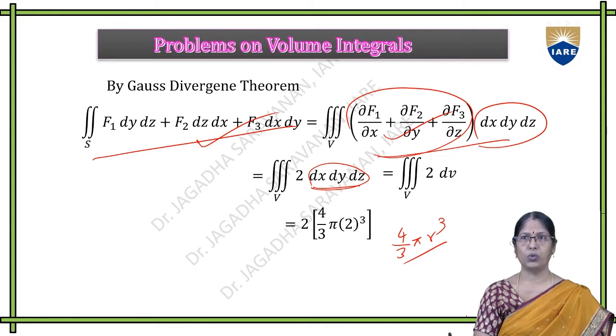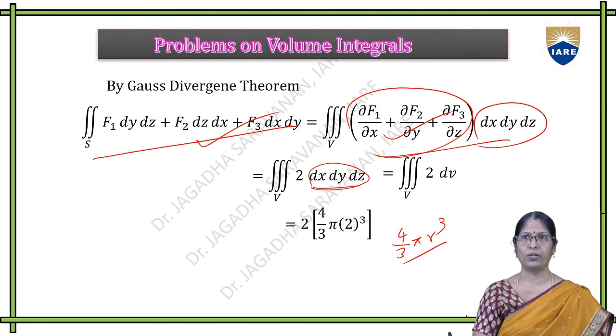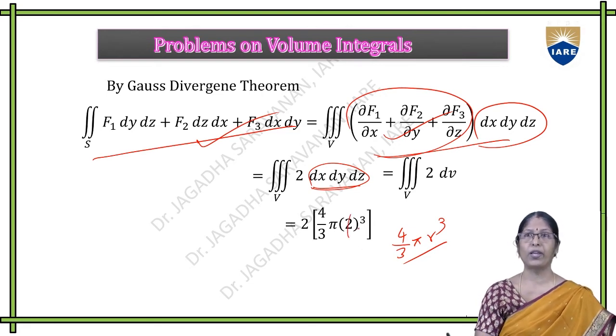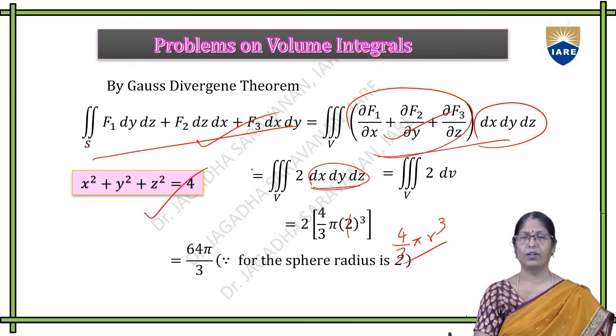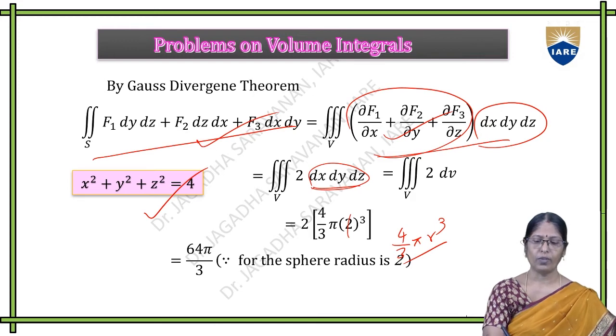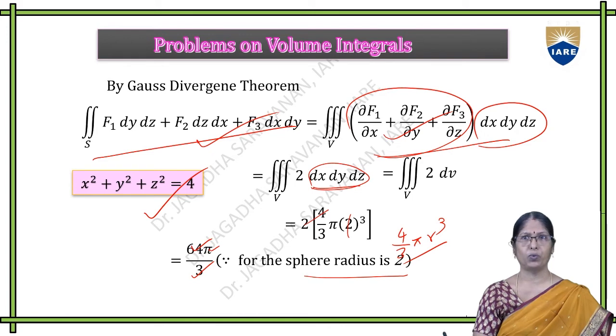Our r is 2. That's what is given at the start of the problem: x square plus y square plus z square equal to 4. That is 2 square, that is r square, so r equals 2. In the formula, r is replaced by 2. Now 8 and 8 eights are 64 pi by 3. The radius of the sphere is 2, so we obtained the result of this problem, 64 pi by 3.